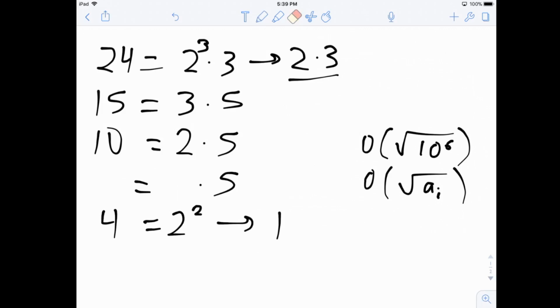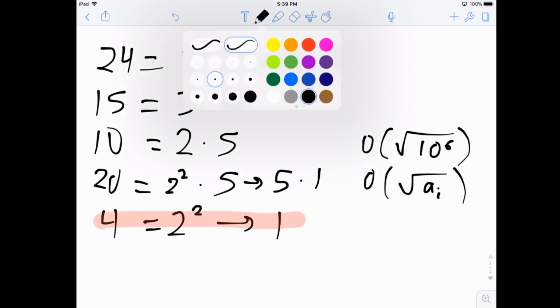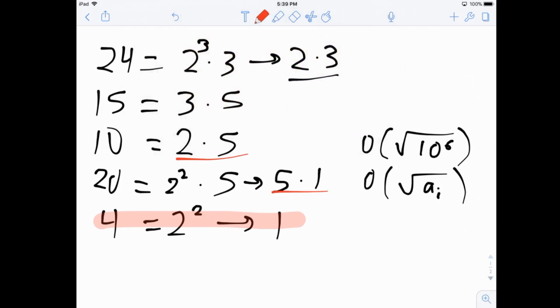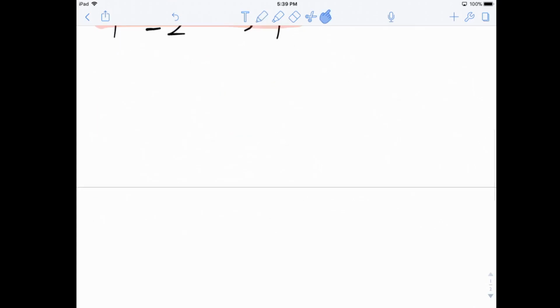And to reiterate the point, if we had 20 equals 2 squared times 5, this also gets converted into 5 times 1. So in this case, we don't have to consider it, because then we already have the answer. So for all other cases, we have a product of two values. Okay, what do we do with this product of two values? Well, we can build a graph.